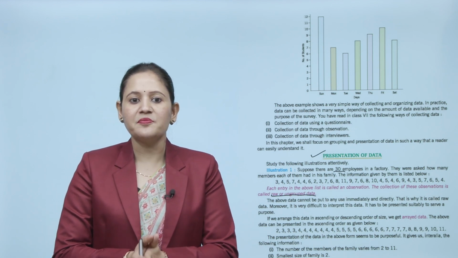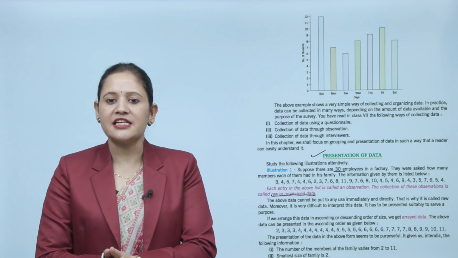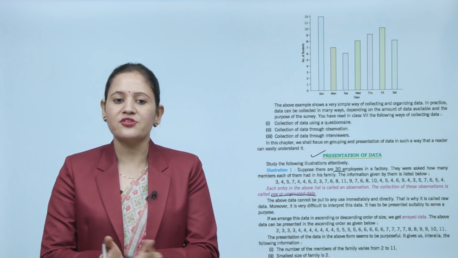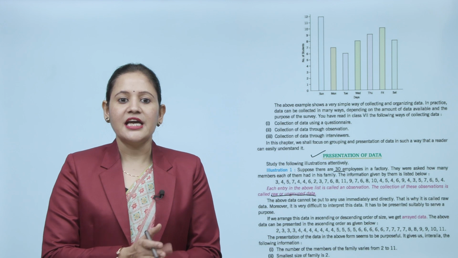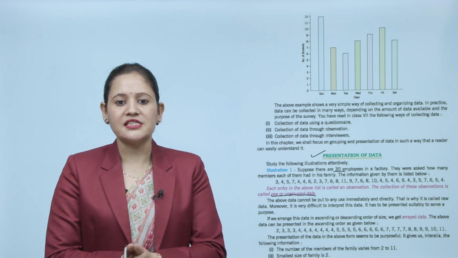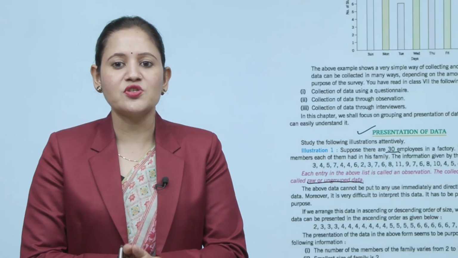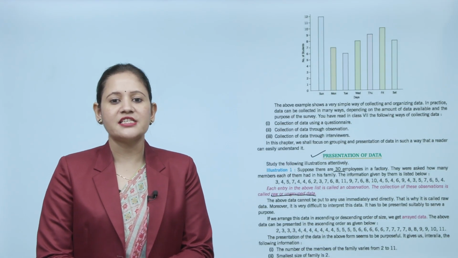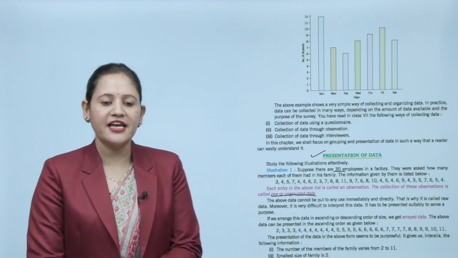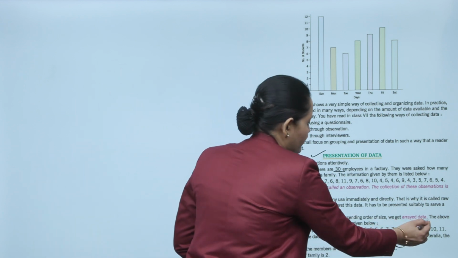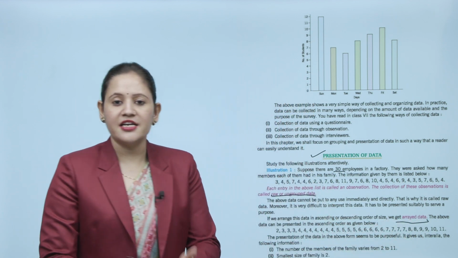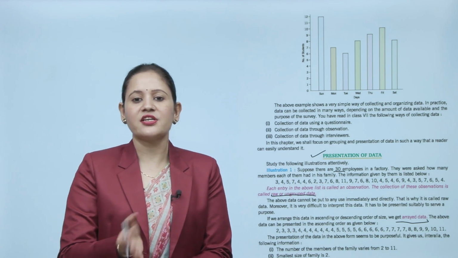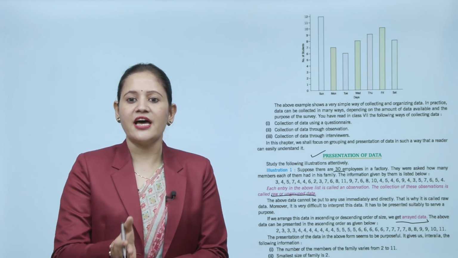The above data cannot be put to any use immediately and directly. That is why it is called raw data. Moreover, it is very difficult to interpret this data. It has to be presented suitably to serve a purpose. If we arrange the data in ascending or descending order of size, we get arrayed data. When we arrange the data in ascending or descending order, it is called arrayed data.